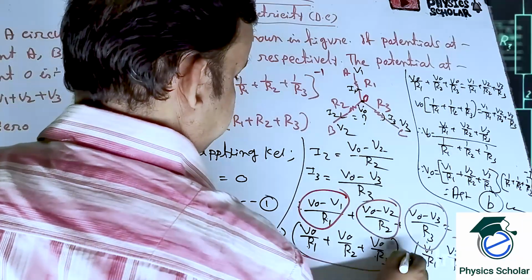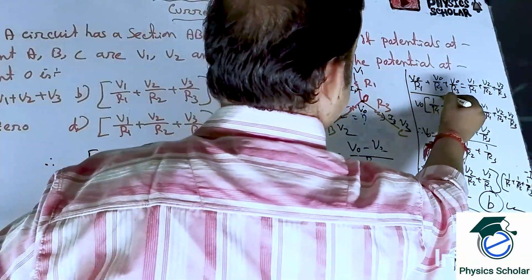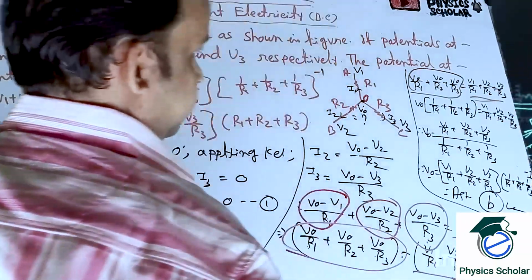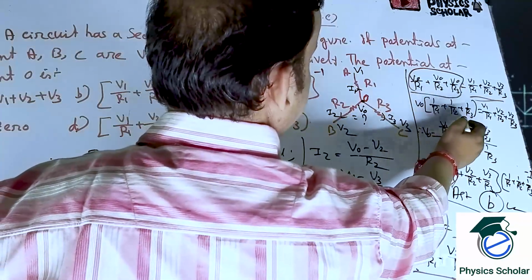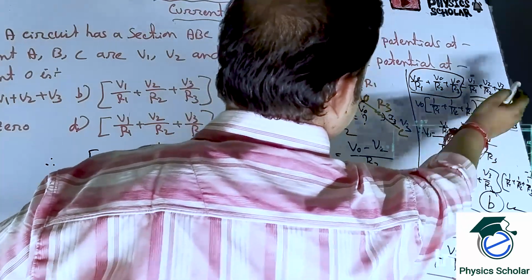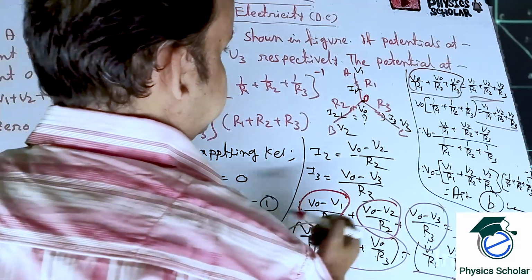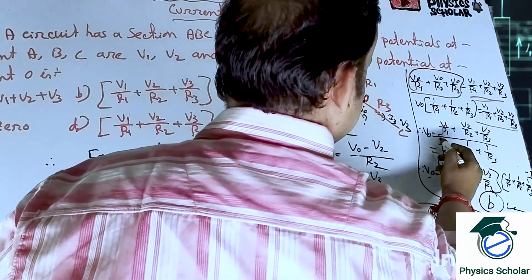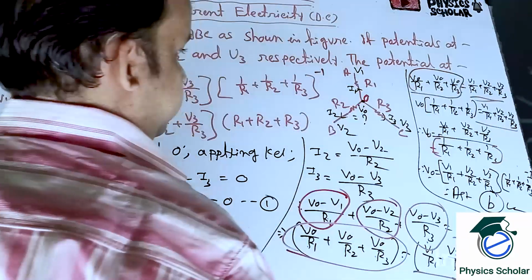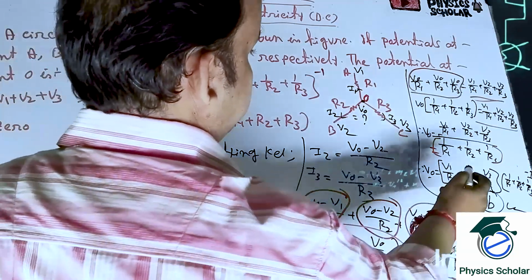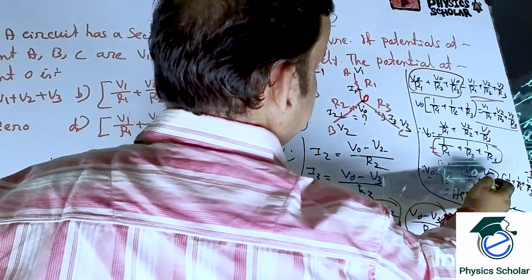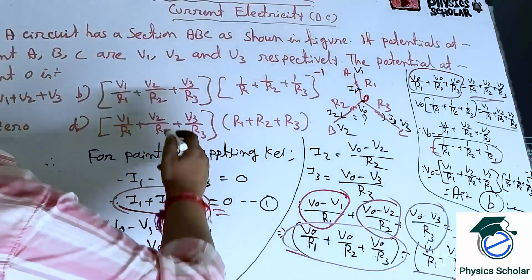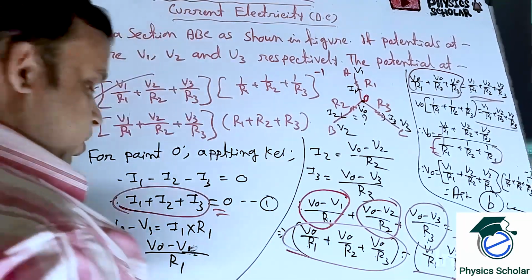Now it is this minus this equal to 0. That means this part will be equal to this part that we have written. Now V0 is common, so (1 by R1 plus 1 by R2 plus 1 by R3) is equal to whatever is there on the right hand side. So V0 is equal to this whole divided by this. If we want to shift it as numerator, then it will be whole to the power minus 1. So V0 is (V1 by R1 plus V2 by R2 plus V3 by R3) into (1 by R1 plus 1 by R2 plus 1 by R3) whole to the power minus 1. So option number B will be the correct option.